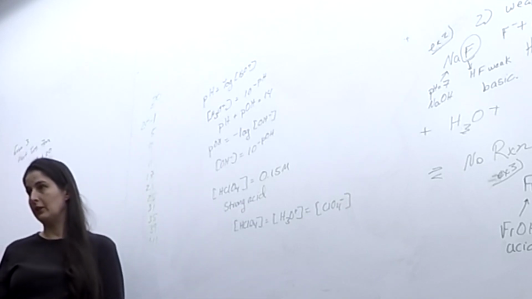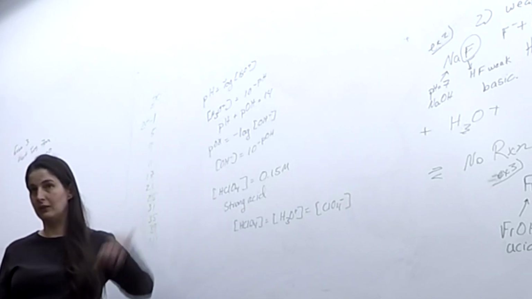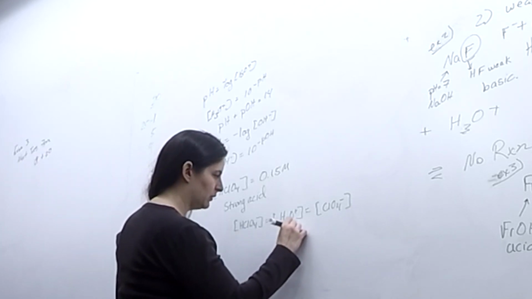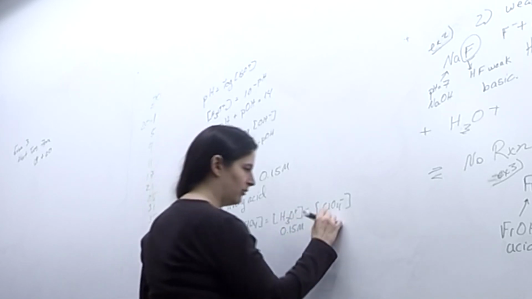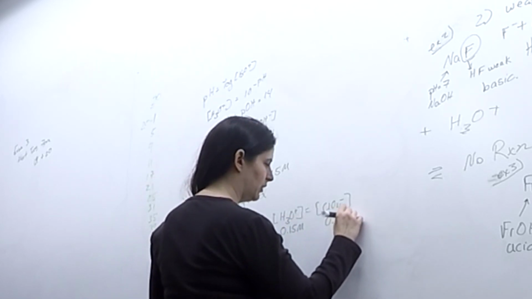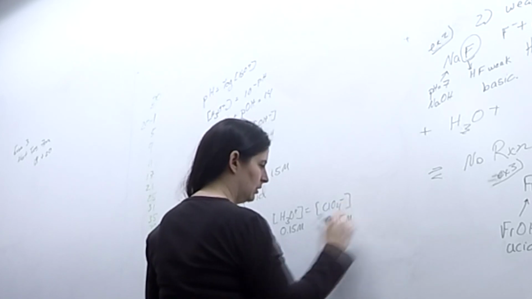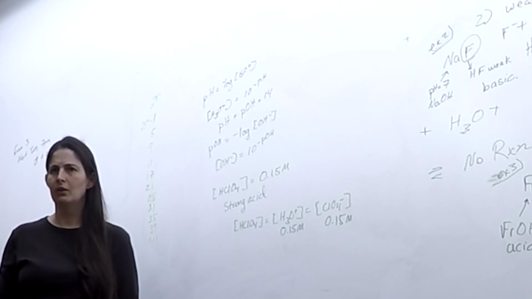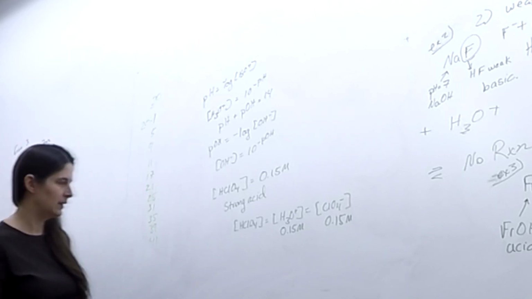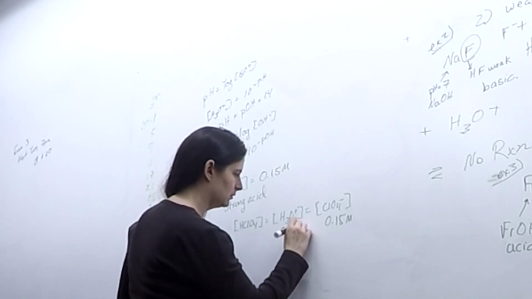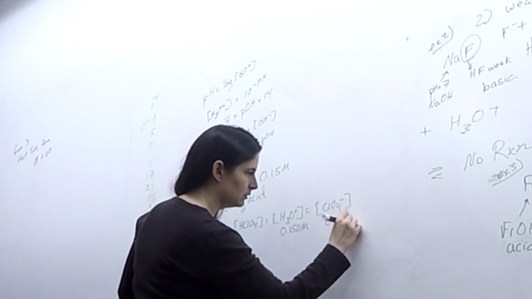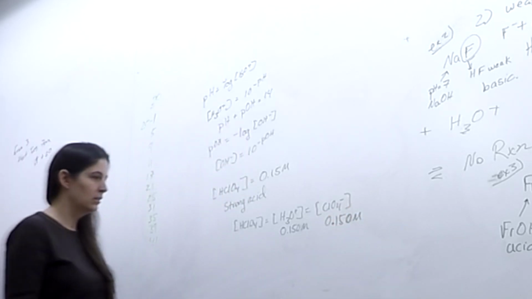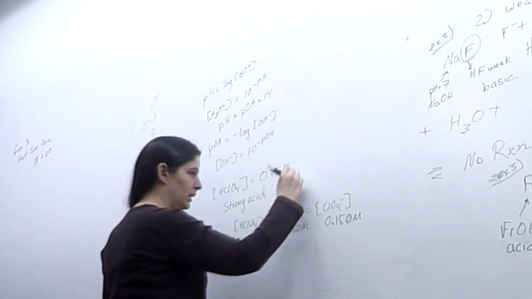Strong acid means that it completely dissociates, which means those three concentrations are equal to each other. So the concentration of this is 0.15, so the concentration of H3O is 0.15, and the concentration of the perchlorate ion is 0.15, or is it 0.1? You're right, it's 0.150. Can't forget that significant figure there.